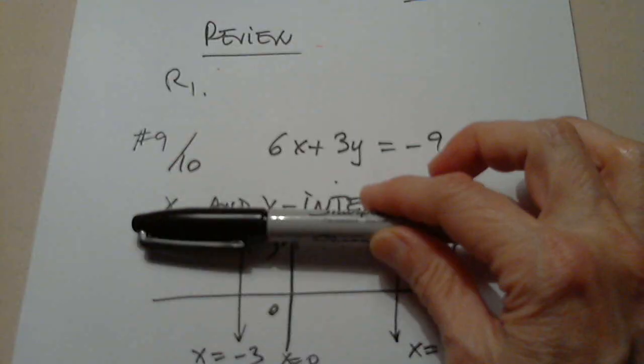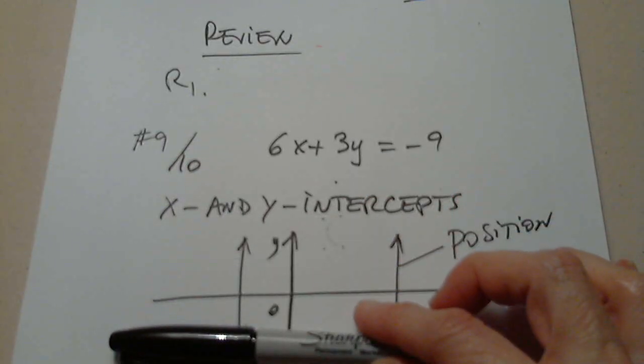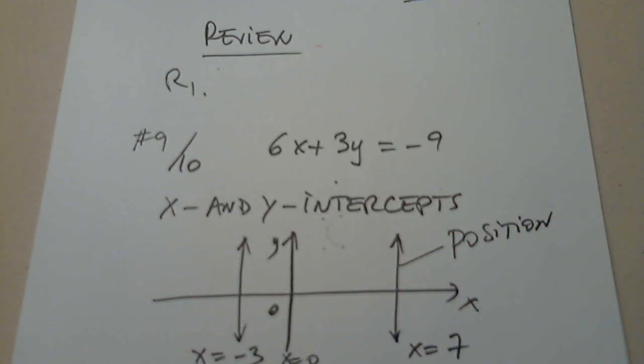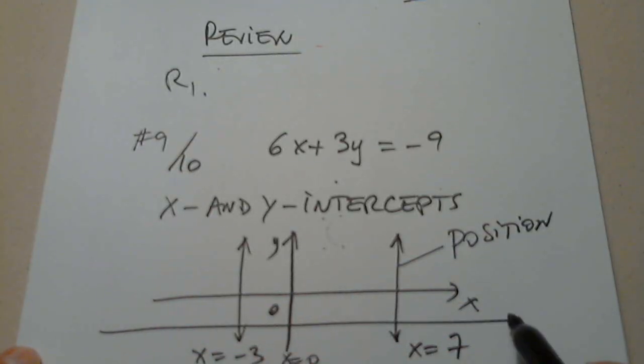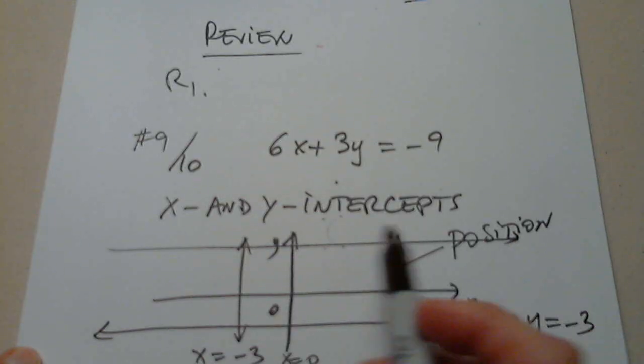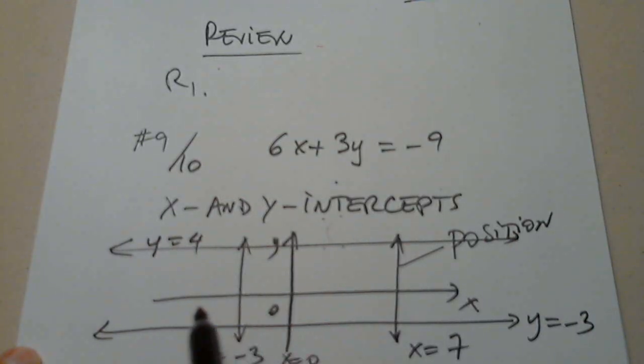Now when we talk about horizontal lines, we talk about altitude. So let's say this one is y equals -3, and let's say this one is y equals 4. And of course this one is y equals 0. And this is what I wanted to refresh your memory on.